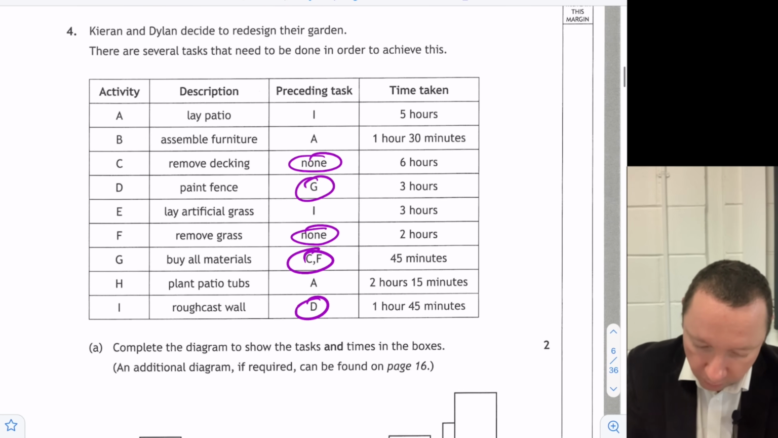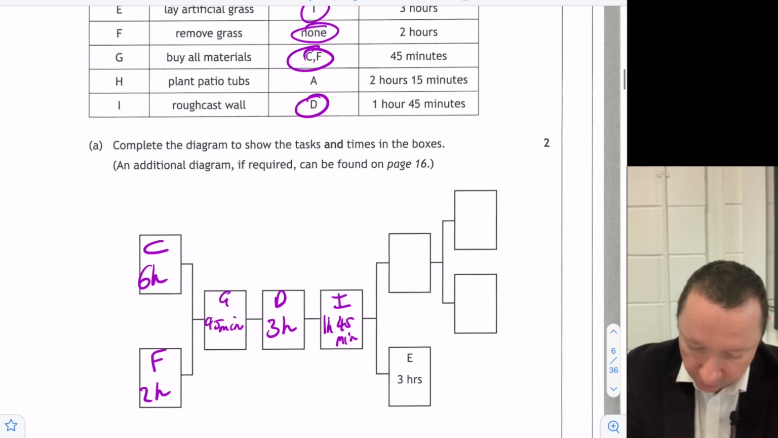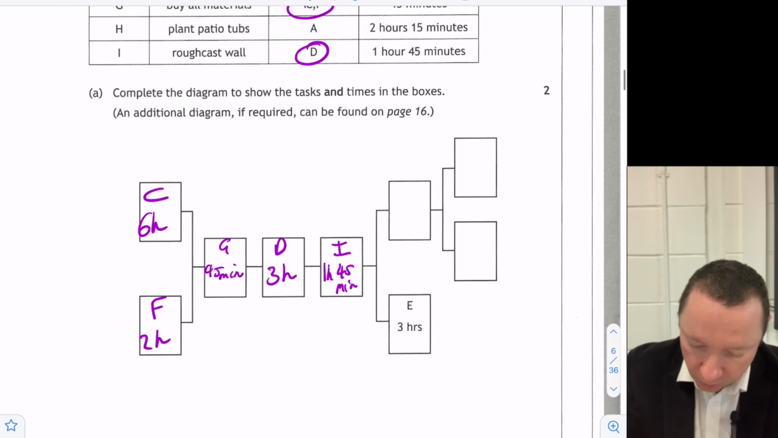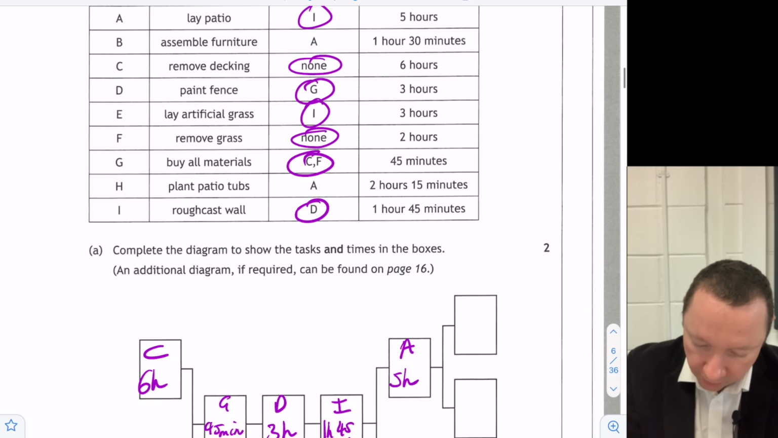And then after I, we've got A, lay the patio, and E, lay the grass. Well, E's already done for us, so I, 5 hours, A, lay the patio. And after A, we've got B, 1 hour 30, and or H, 2 hours 15.